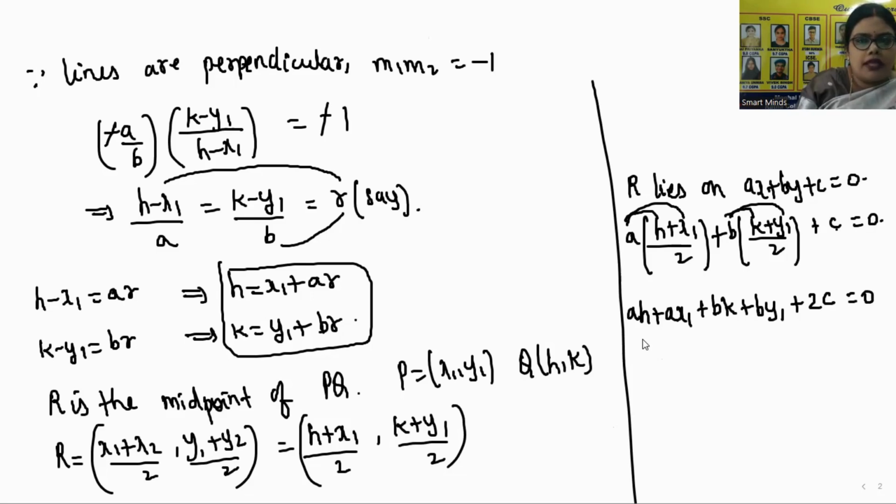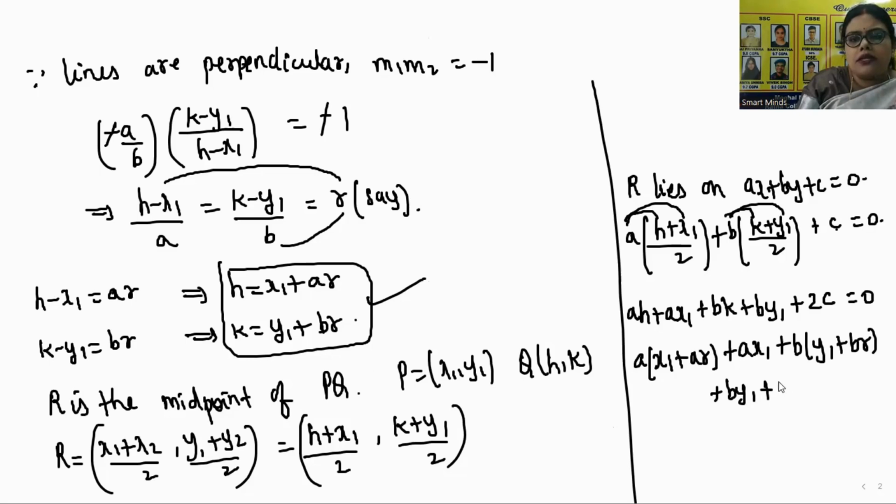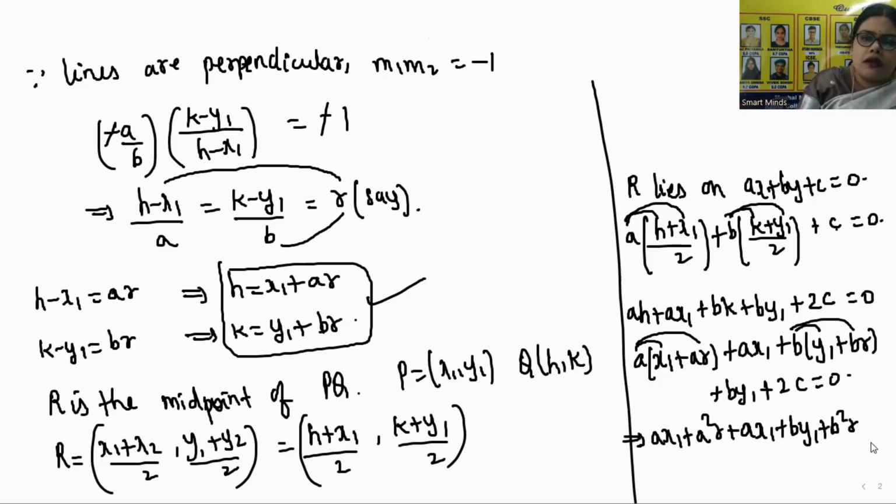Now in the place of h and k, we will substitute these. So a(x1 + ar) + ax1 + b(y1 + br) + by1 + 2c = 0. Now multiply this into this, this into this. So you will get ax1 + a²r + ax1 + by1 + b²r + by1 + 2c = 0.